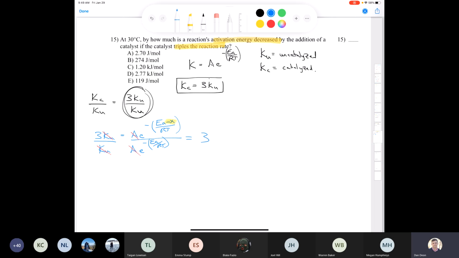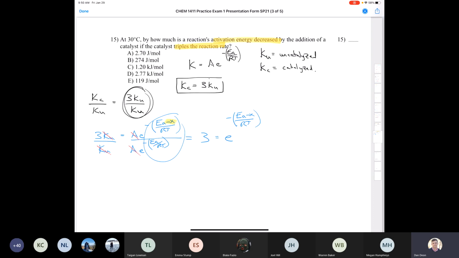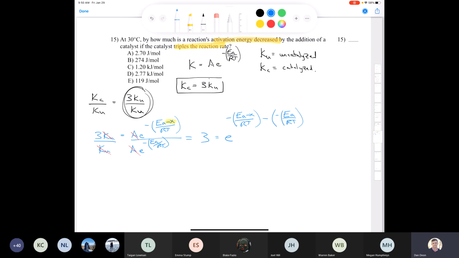We end up with 3. The number 3 is equal to e to the power of negative EA minus X over RT. And since I'm dividing two exponents, I'm going to subtract them. This is just algebra. So subtract the negative EA over RT like this. So it's essentially the same thing as adding it, isn't it? So I can simplify that to 3 is equal to e.